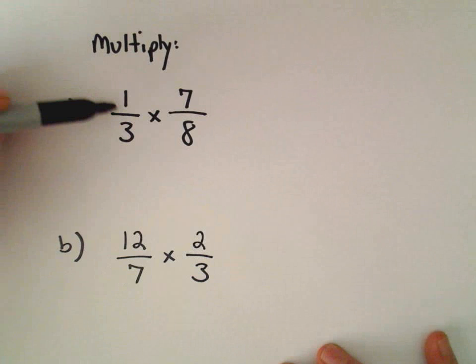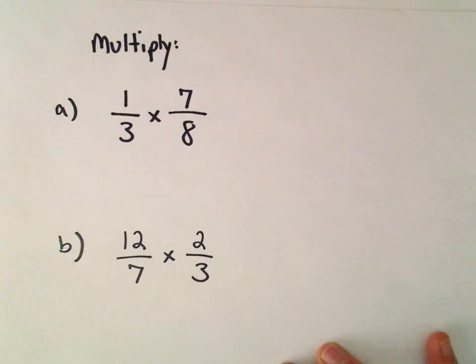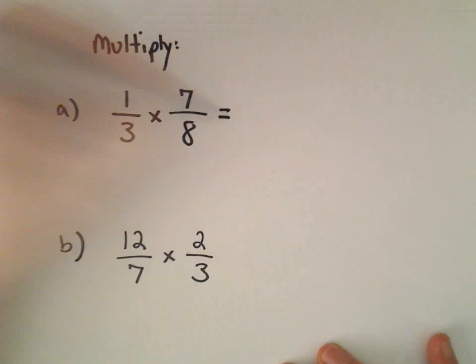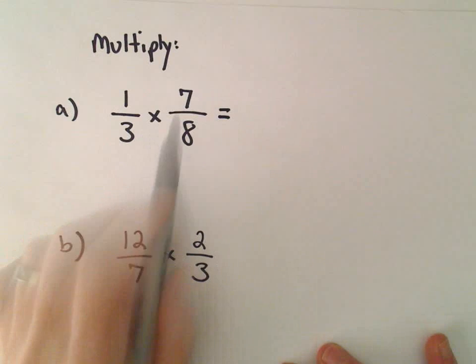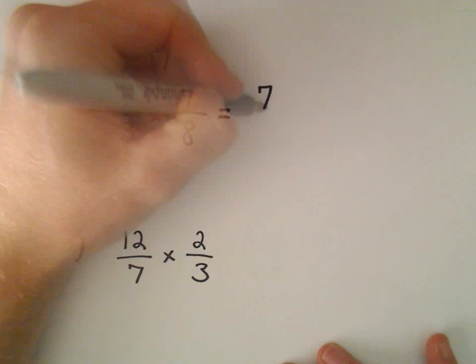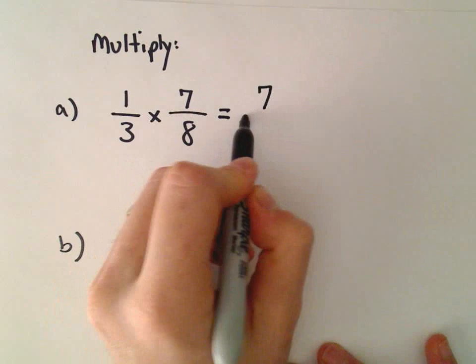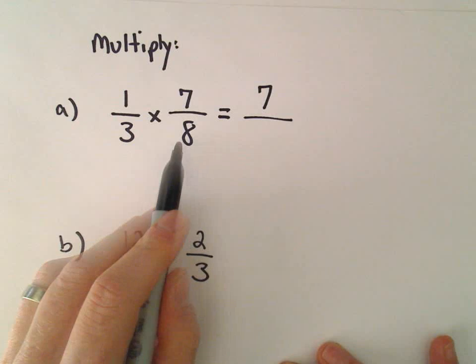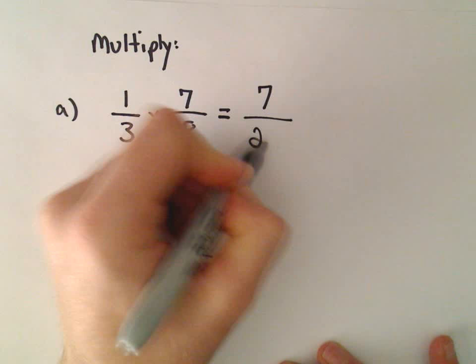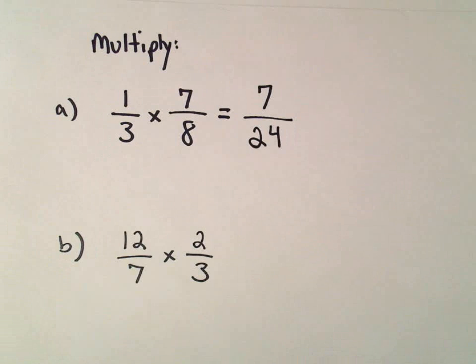So in part A, we have 1 over 3 times 7 over 8. Well, again, I'm just going to multiply in the numerator 1 times 7. 1 times 7 will just give us 7. And then in the denominator, we'll do 3 times 8. Well, 3 times 8 is going to give us 24. And now we've got our solution.